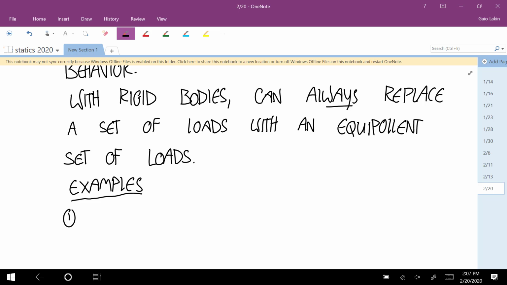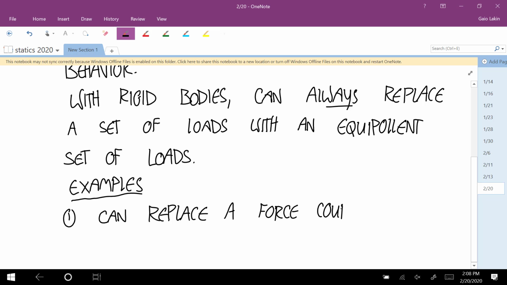That's what it is. You can replace a force couple with a pure moment. We do that all the time, but two forces that are applied that are equal and opposite are not a moment. It's two forces. We replace it with the pure moment because it makes the calculations easier.